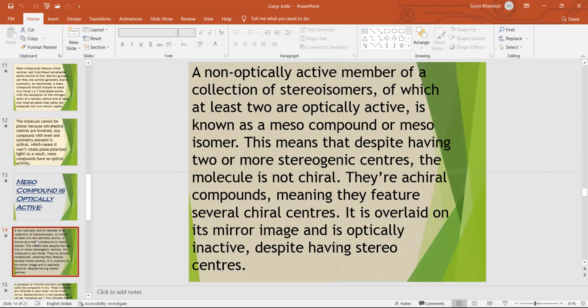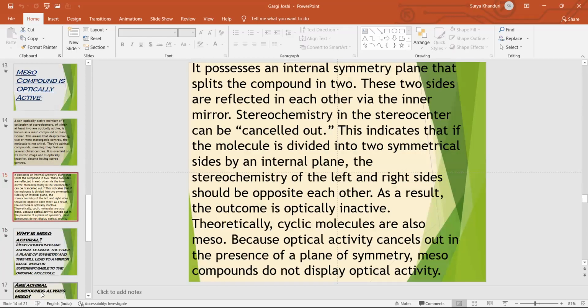They are achiral compounds, meaning they have features like chiral centers. It is superimposable on its mirror image and is optically inactive despite having stereocenters. It possesses an internal symmetry plane that splits the compound in two. These two sides are reflected in each other via the inner mirror.